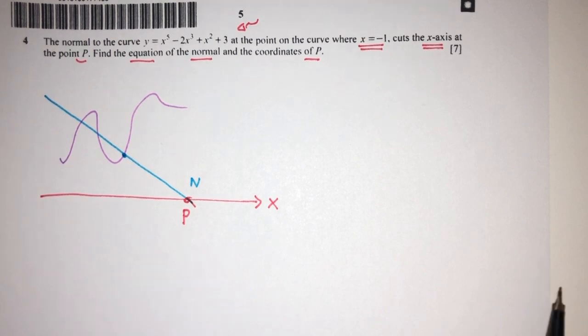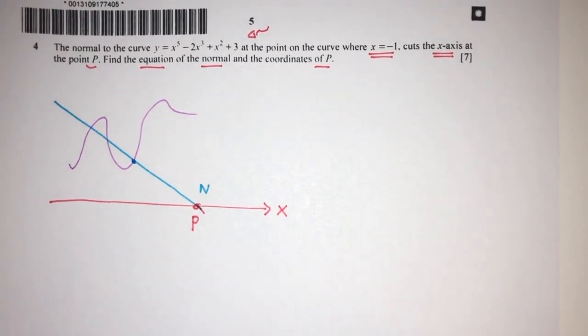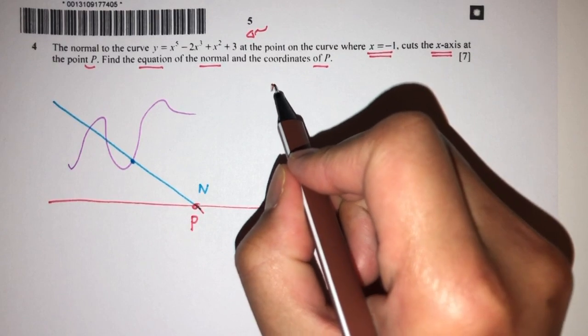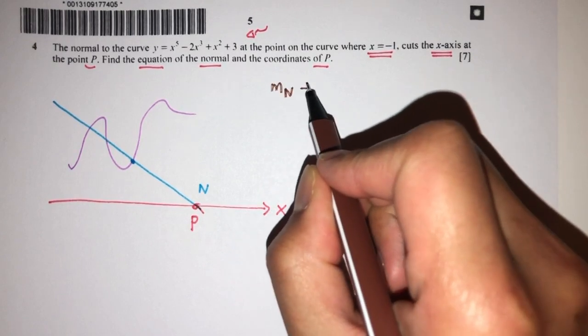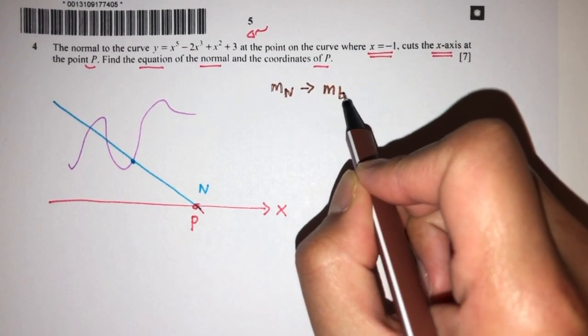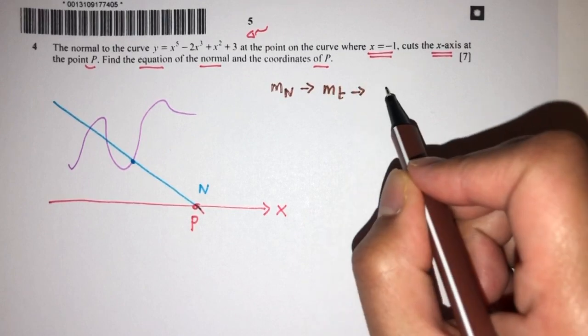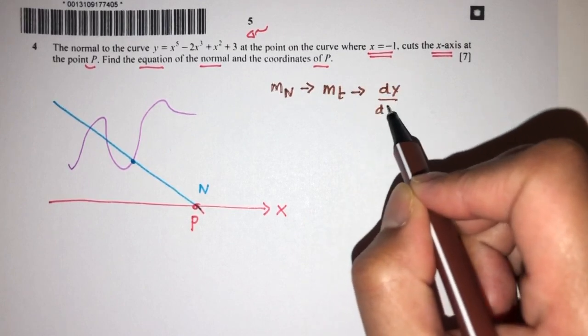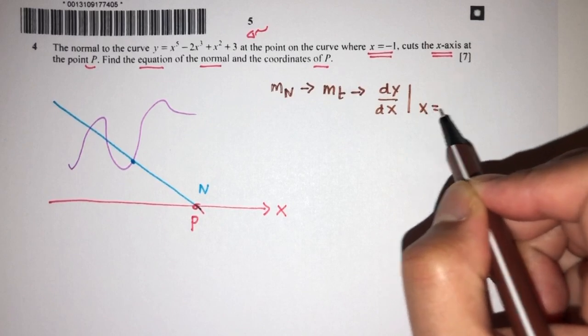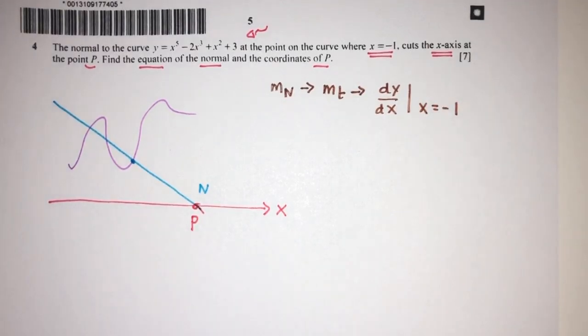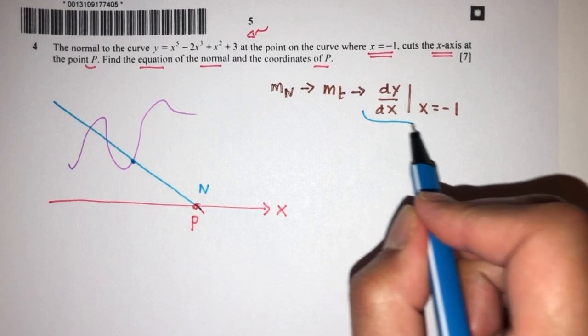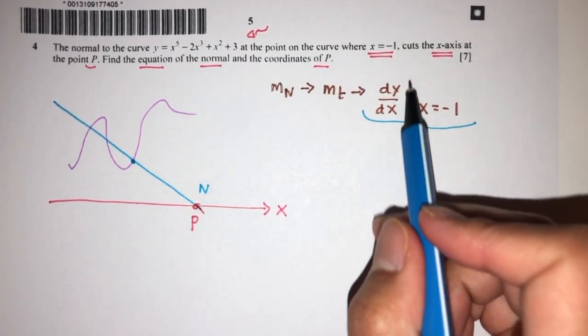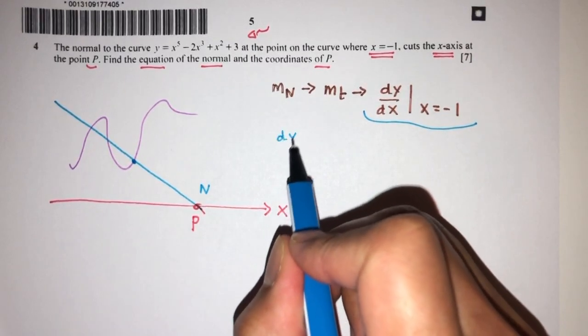I hope you guys did not have any troubles of solving this question. So what is the gradient of normal? To find this, we must find the gradient of tangent, right? And we understand that this is basically dy by dx at the point of x equal to minus 1. So let's solve. Let's see what happens. So let's first find dy by dx. So dy by dx is what?